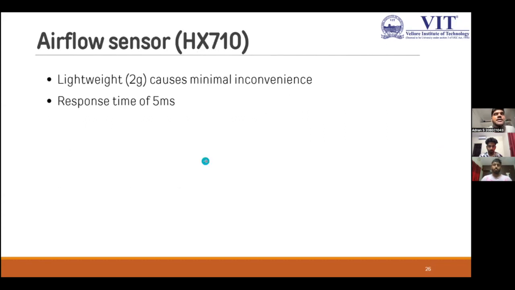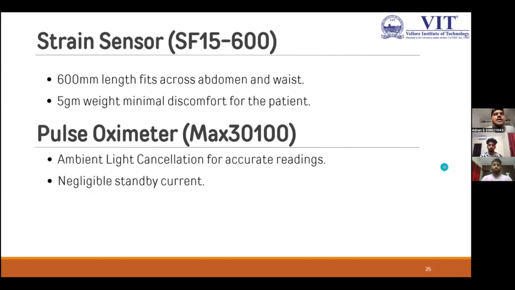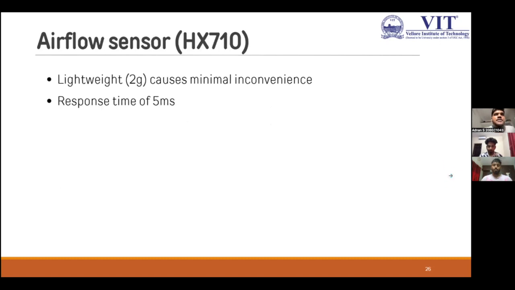The strain sensor helps us collect the data from the abdomen and thorax, and the pulse oximeter helps us collect the SpO2 values. The airflow sensor, which is a pressure sensor, helps us get the nasal airflow. It is a lightweight sensor, and the response time of the sensor is 5 milliseconds.